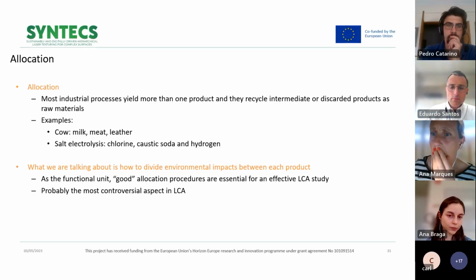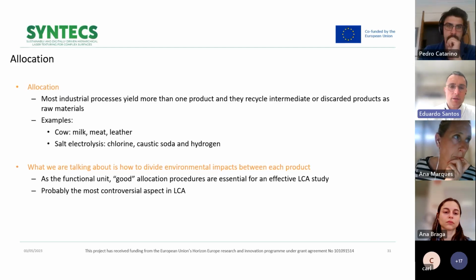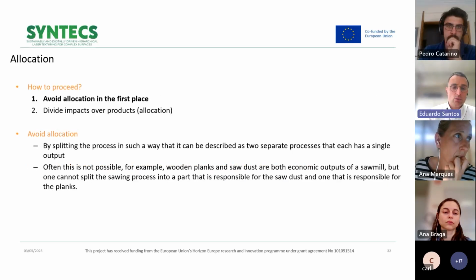So we should always try to have this allocation related with physical and concrete parameters. But whenever this is not possible, we may be forced to use other types of allocation, like economic value or even social value. And that is the type of allocation that we have to take into consideration whenever needing to do allocation.